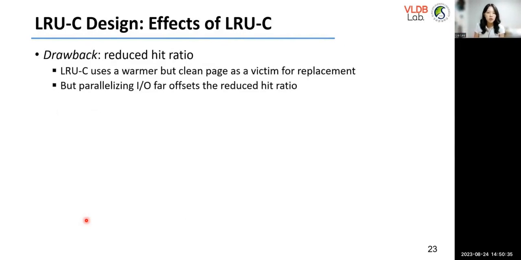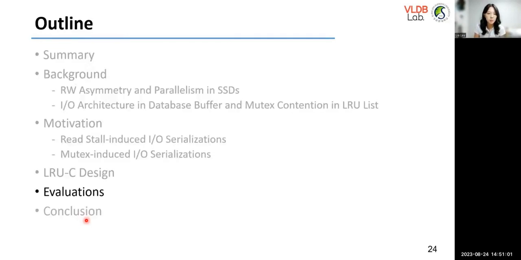A single drawback of LRUC is that it reduces the hit ratio slightly. This is because LRUC uses a warmer but clean page as a victim for replacement. However, according to the experiment results, reducing I/O serialization far offsets the reduced hit ratio. And please refer to the paper to check the exact hit ratio comparison results. From now on, the rest of the slides show the evaluation results.